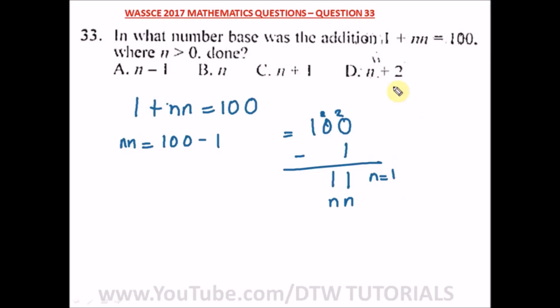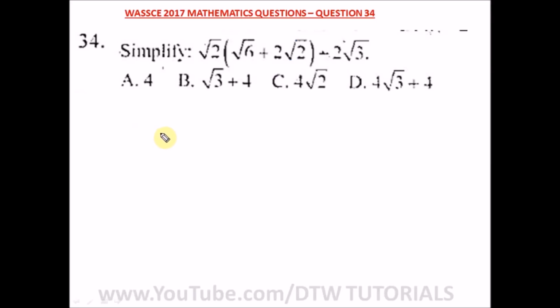So from our options, we know that this addition is done in base 2. To get base 2 as our answer, it will be n plus 1, where n is equal to 1, so 1 plus 1 is equal to 2. So our right option here is option C, because 1 plus 1 is equal to base 2. The other option can't be, because that would be 1 plus 1 in base 3, and we've proven that this addition is done in base 2. So our right option is option C.